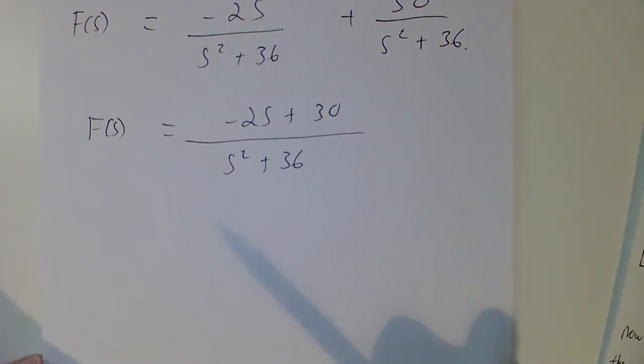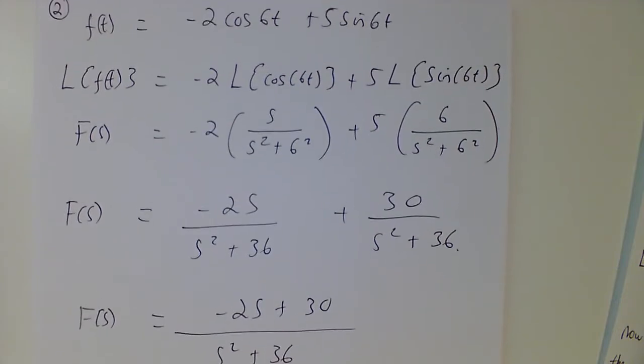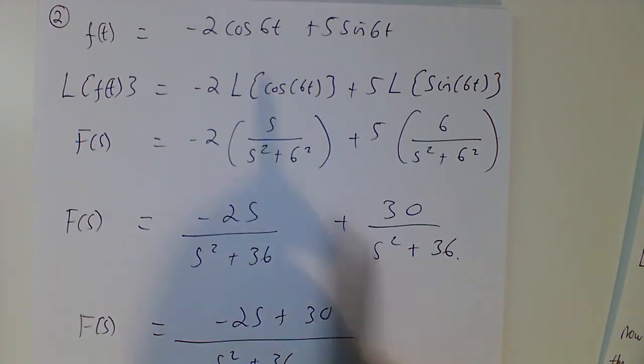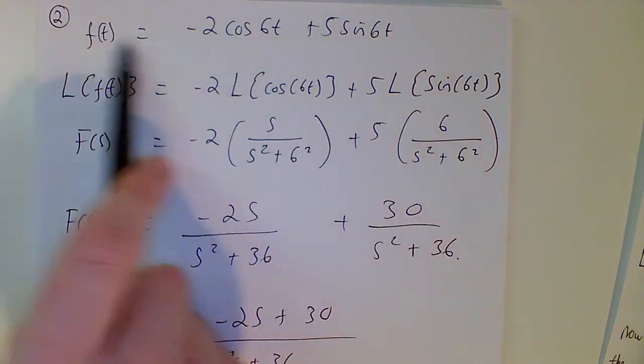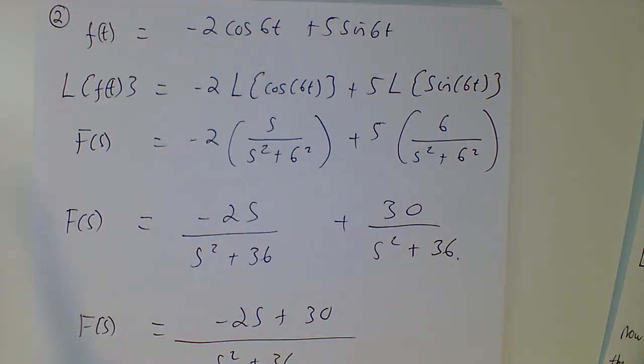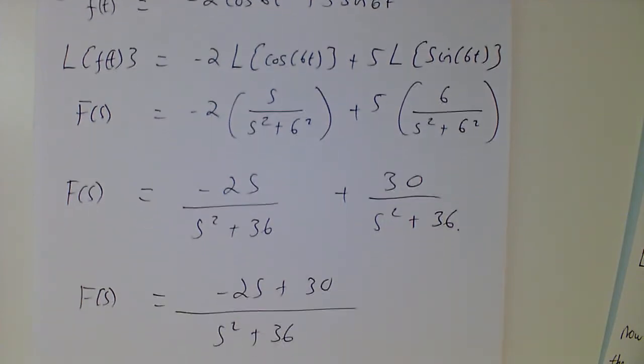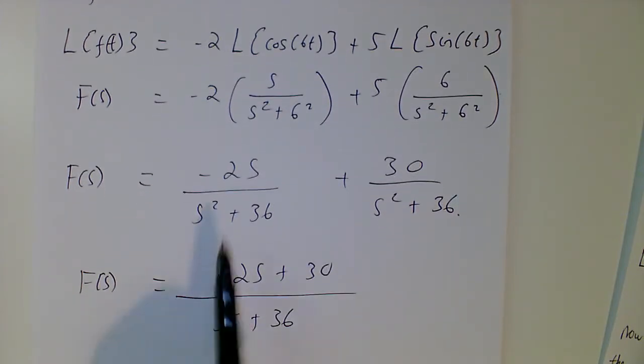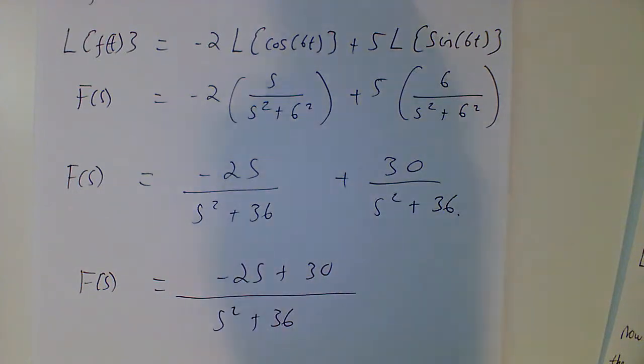Right, example 2 was a lot easier. As usual, take the Laplace transform of both parts. I'm left with that fraction and that fraction. And luckily enough, the denominator is the same, so I can just put the 2 top bits together.